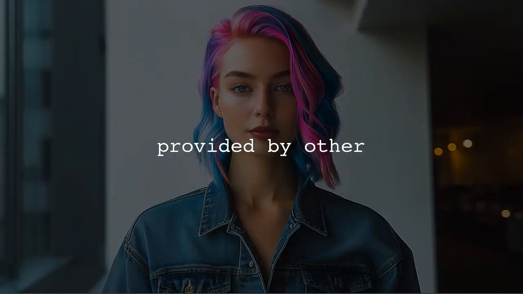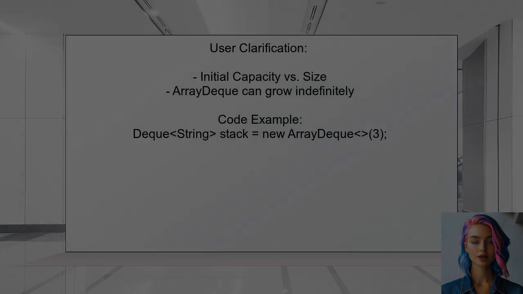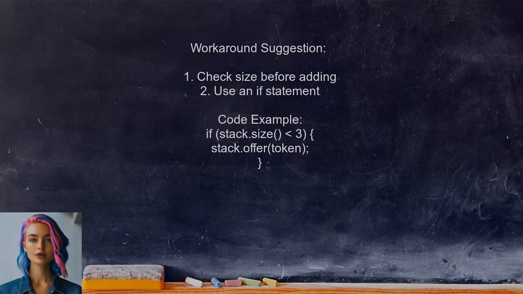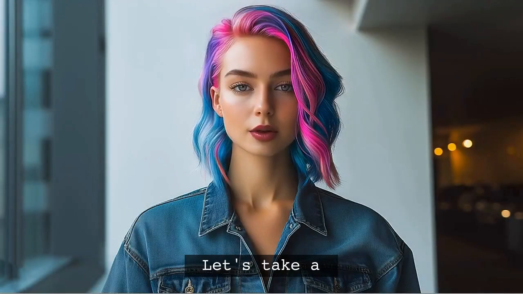Now let's look at the answers provided by other users. This user clarifies that the number 3 in your Deque initialization sets the initial capacity, not the maximum size. The Java Deque can grow beyond this limit, so you're not actually restricting its size. As a workaround, they suggest checking the size of the Deque before adding new elements. You can do this by using an if statement to ensure the size is less than your desired limit. That's all on that answer. Let's take a look at another one.